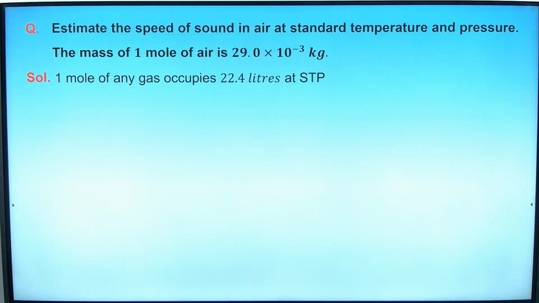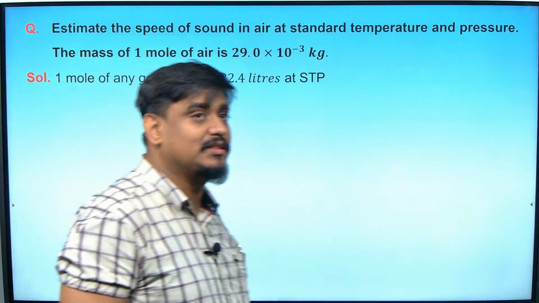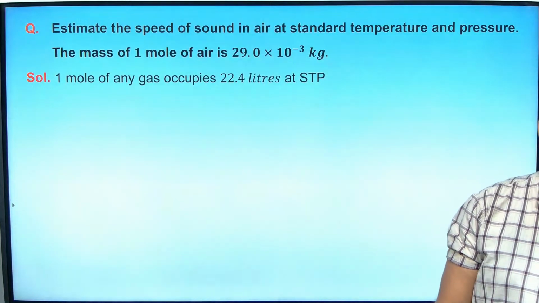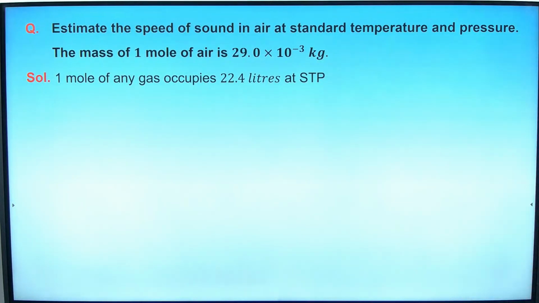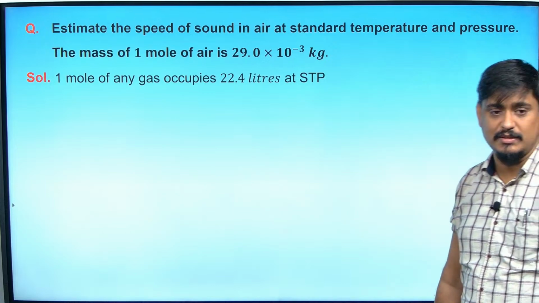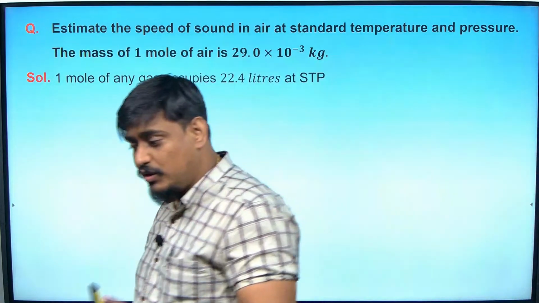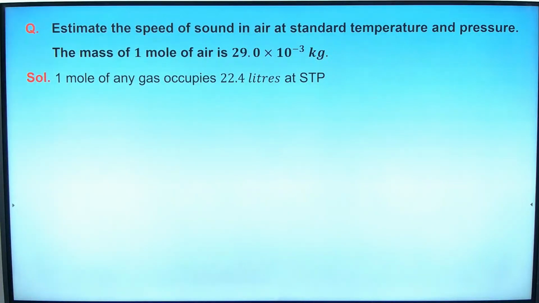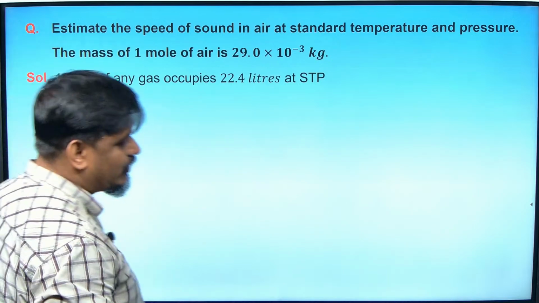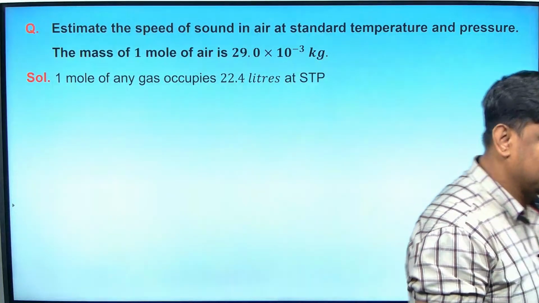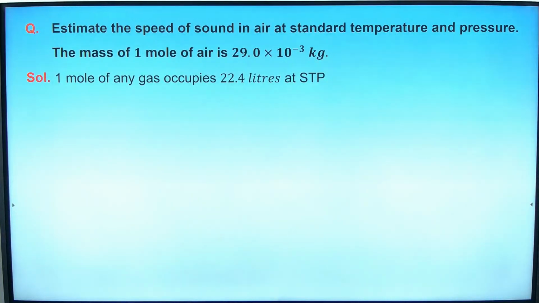Remember, the volume is given in liters. How to convert liters into meter cube? 1 meter cube is 1000 liter. Remember this. 1 meter cube is equal to 10³ liters. So convert accordingly. If you don't know, please remember this. 1 liter is 10⁻³ meter cube. So 22.4 × 10⁻³, they will get cancelled. 29 by 22.4 will give you the value of density, and then atmospheric pressure also you know. Put and get the answer. Just basic solving, no hi-fi things in this.